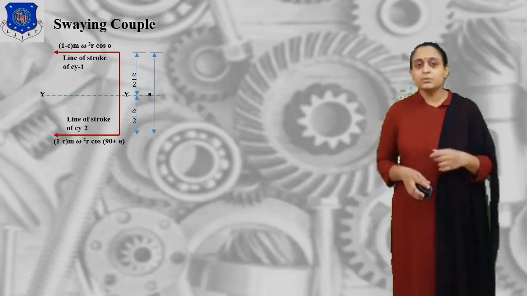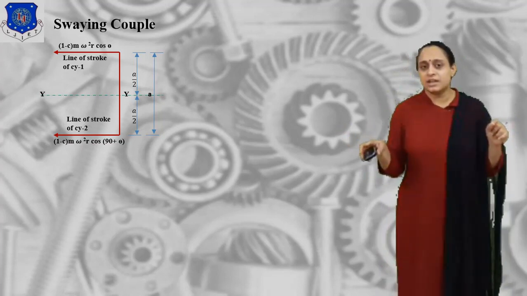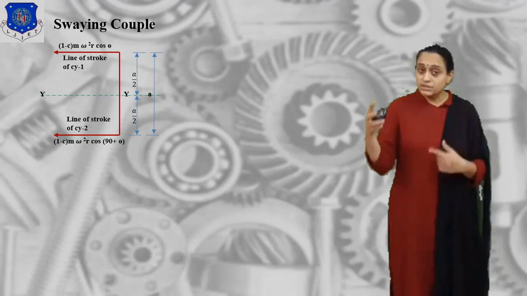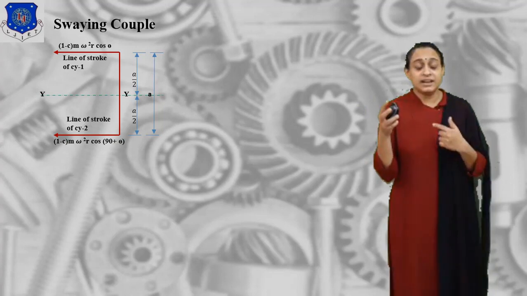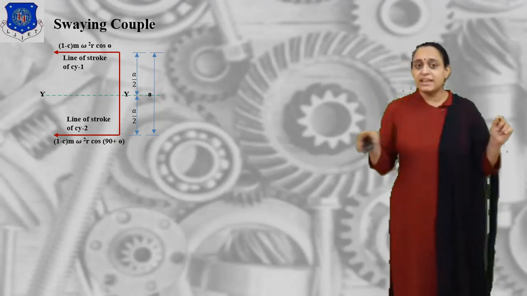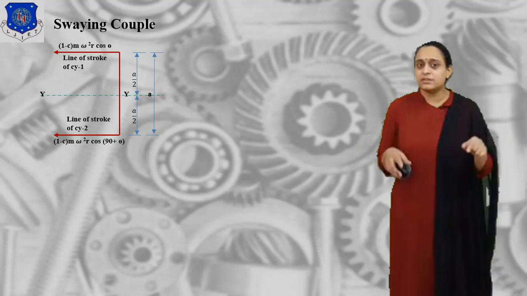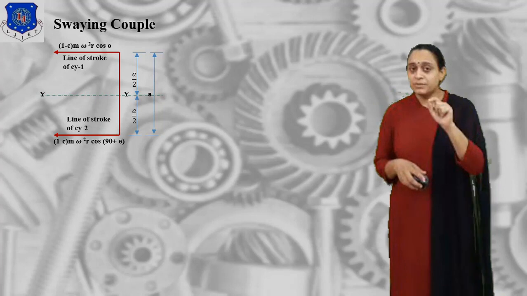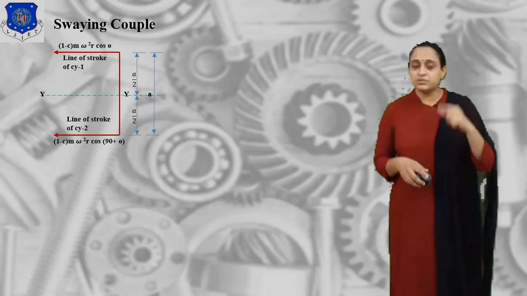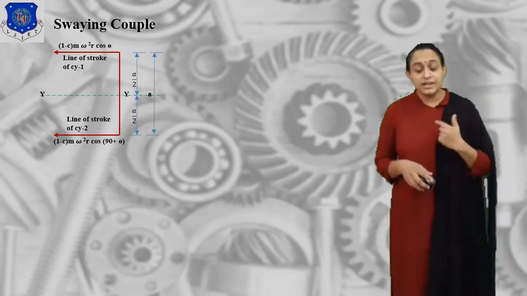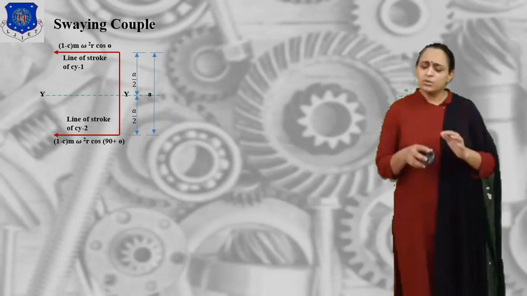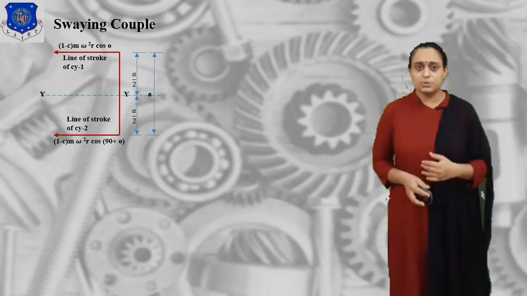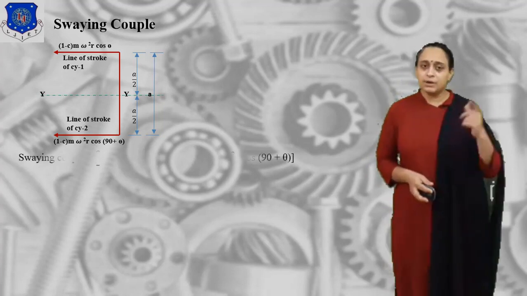Now let us assume there is an imaginary axis yy between both the cylinders. If both the cylinders are at a distance a and the y axis is exactly at the center, then the distance from the axis to the line of stroke of cylinder 1 as well as cylinder 2 is a by 2. Almost half of the distance covers each of cylinder 1 and cylinder 2. Let us solve the moment about yy.